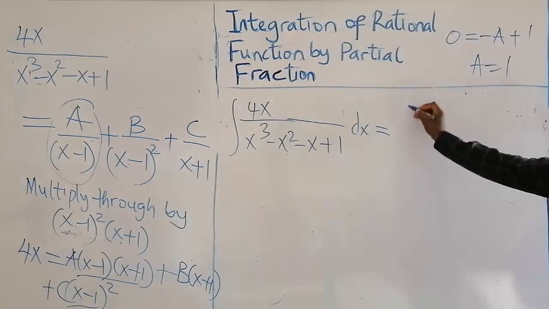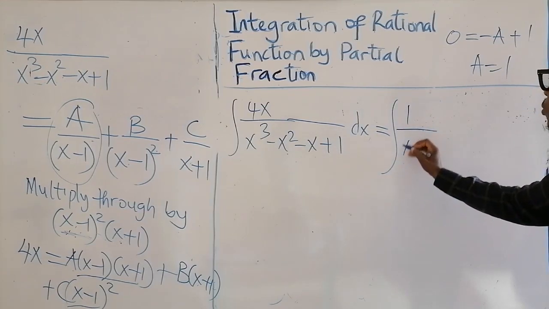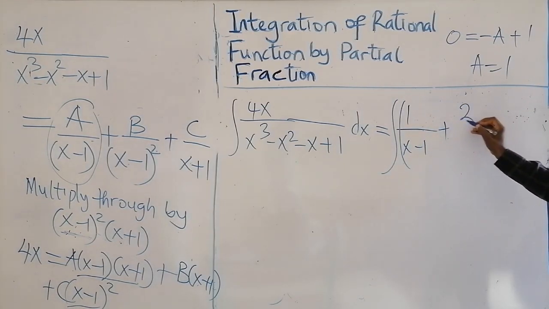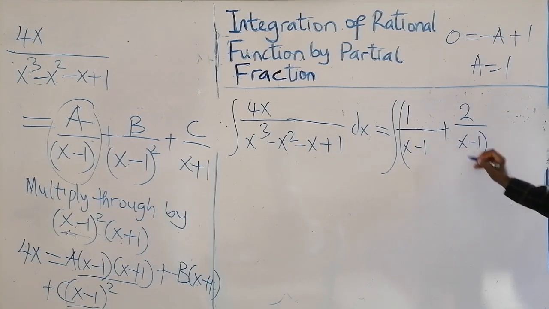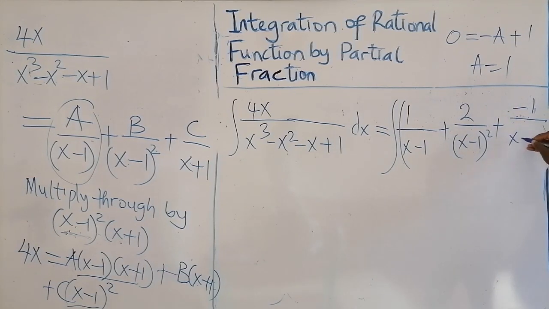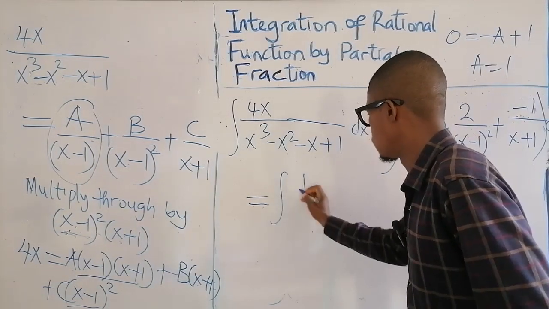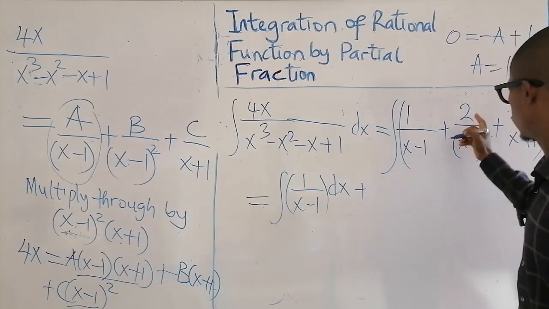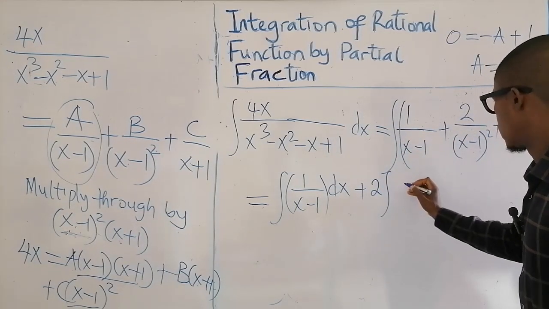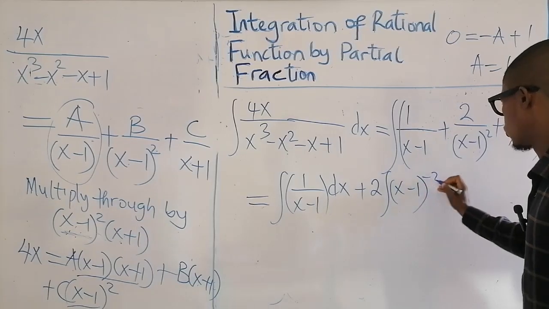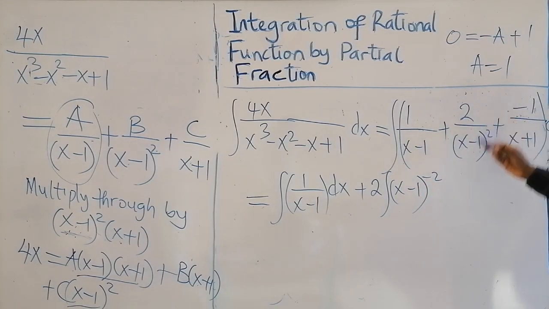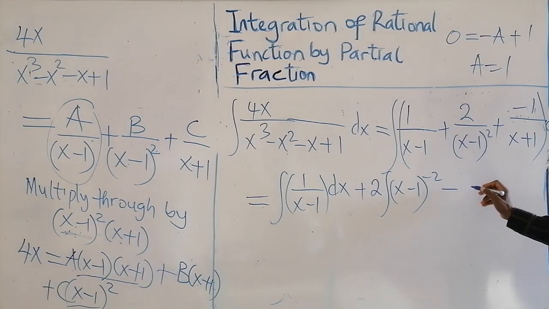So we now have the integral of 1 over x minus 1 plus B is 2 over x minus 1 squared, and then plus my C is minus 1 over x plus 1. Okay, you can close the brackets, dx. And this is equal to the integral of 1 over x minus 1 plus, these 2 can come outside, so we have 2 integral of x minus 1 to power minus 2. You can remove the fraction and make it in this form. And then minus 1 over the integral of x plus 1 dx.